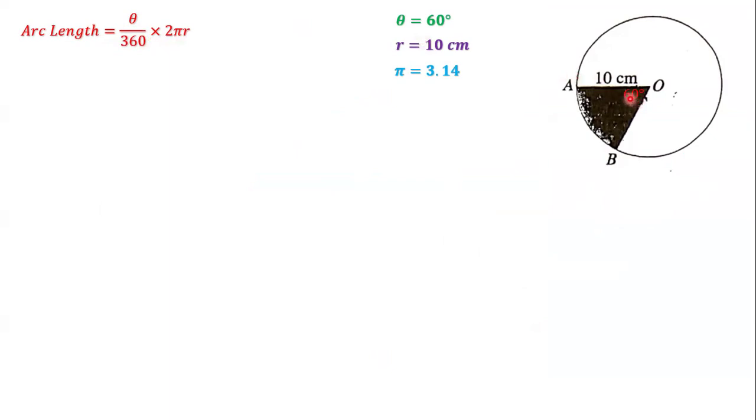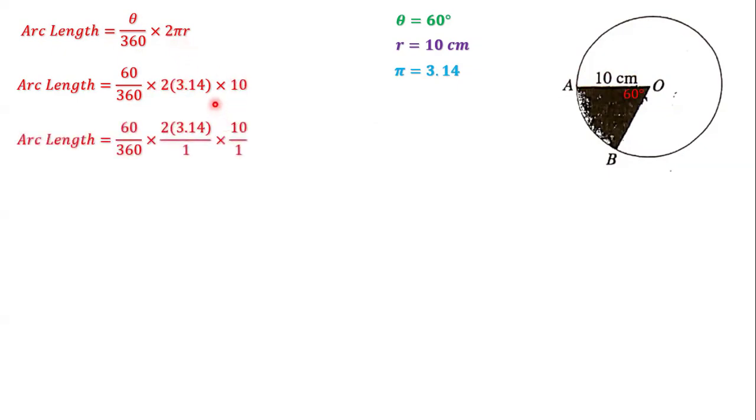In this case, theta is 60 degrees. The radius is 10 centimeters, which is r, and pi is 3.14. And so let's substitute those values. We know that theta is 60 degrees. We have it over 360 multiplied by 2 times pi. Pi is 3.14 and r is 10.